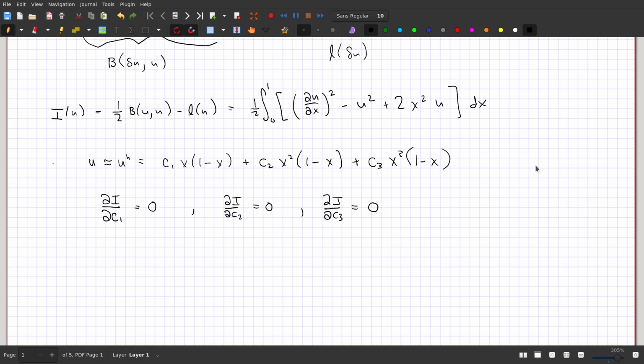So let's talk more about interpolating functions.